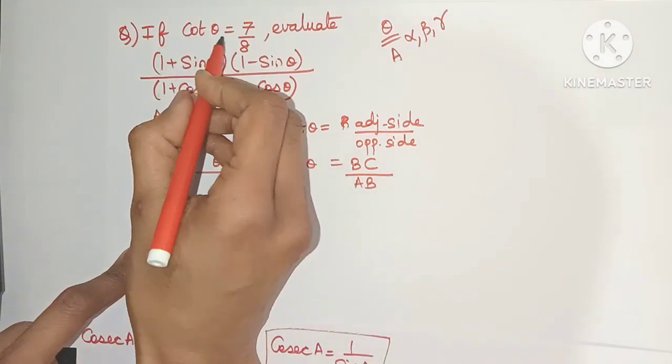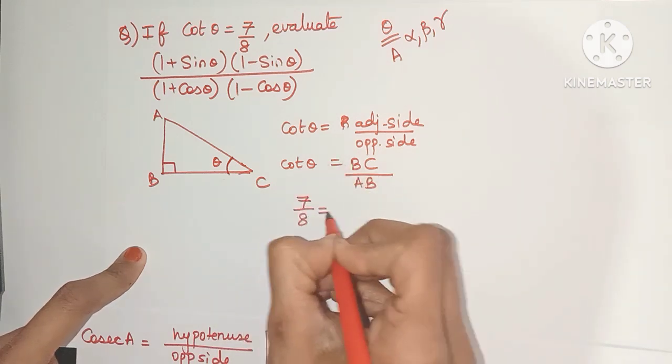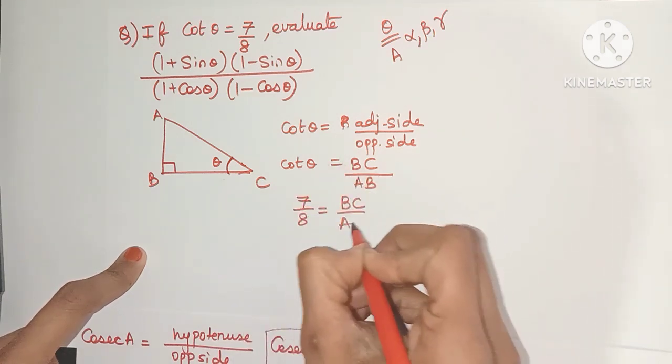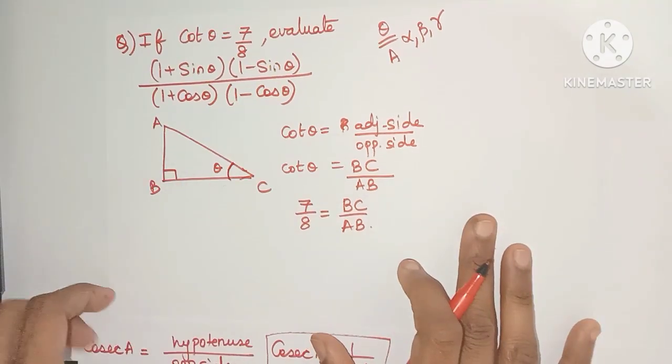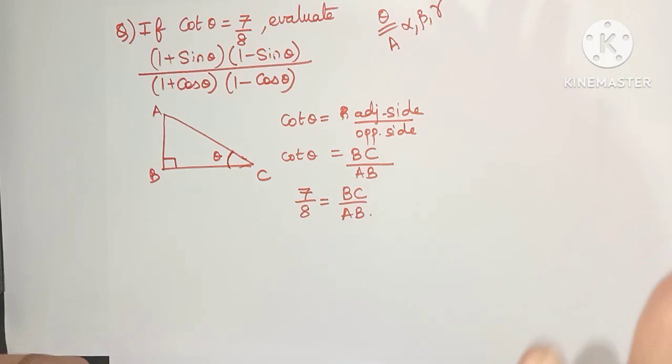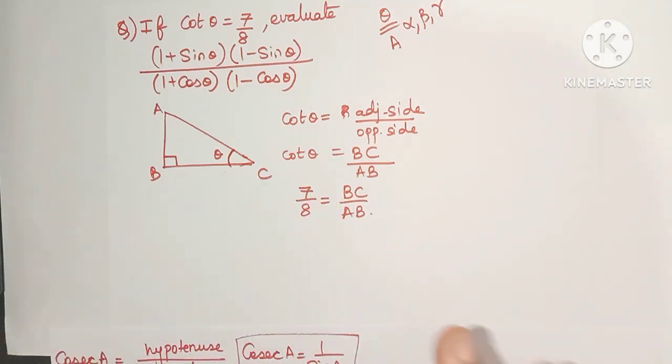But they have given cot theta as 7 by 8. That means I can write 7 by 8 as BC by AB. Now the ratio of these two sides is given as 7 by 8. So does this mean that BC becomes 7 and AB becomes 8? Not at all, friends.